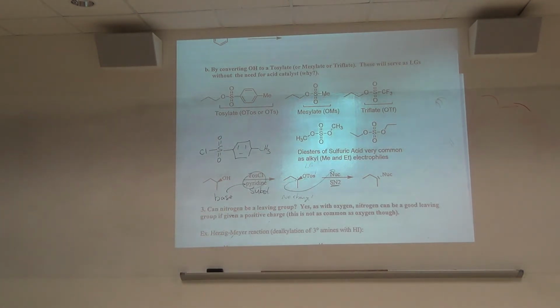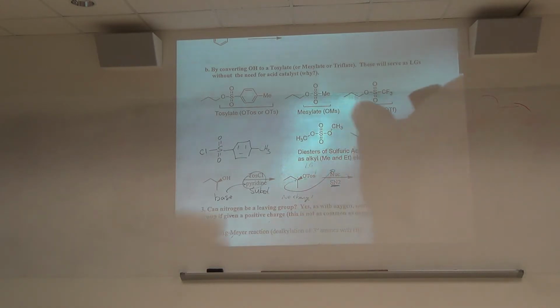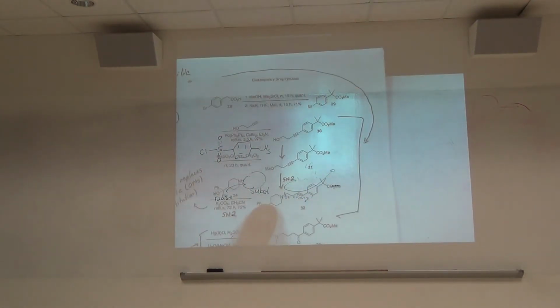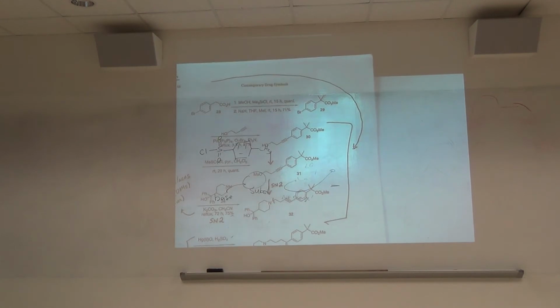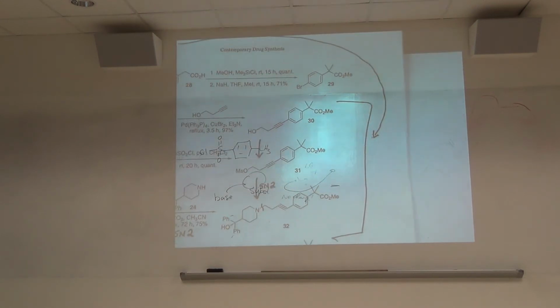What's the benefit of doing this versus acid chemistry? First off, it's another way to skin a cat. Maybe your substrate is acid sensitive and it degrades under acid for some other reason. You don't want to have to do an acid catalyzed reaction. So there are potential reasons. Let's look back at the very first page of this handout where we're making Allegro. What are they doing here going from 31 to 32?